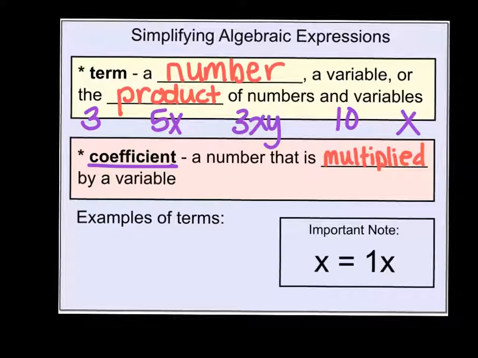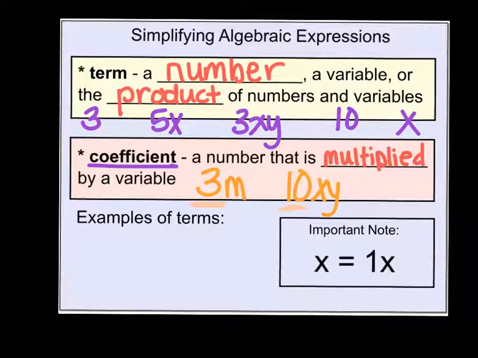Okay, and then the second word you're going to need to be familiar with is coefficient. So a coefficient is the number that comes in front of the variable. So in the examples up above here, the coefficient in this term is the 5. The coefficient in this term is the 3. And so we could have a couple more examples here. We could have 3m or 10xy, and in each of these the coefficient is just this number that's in front of the variable.